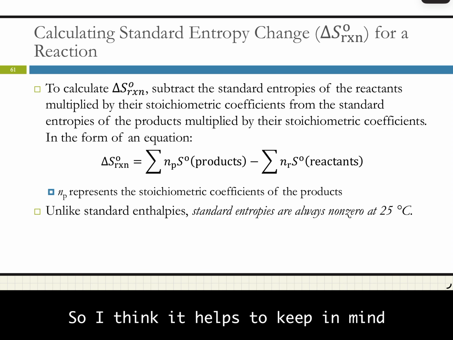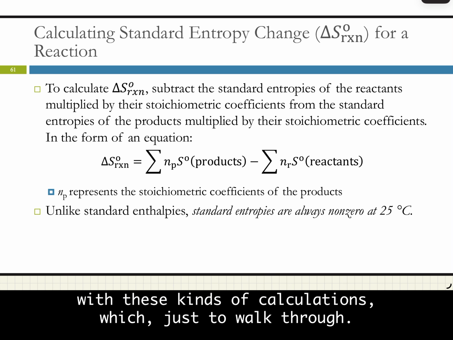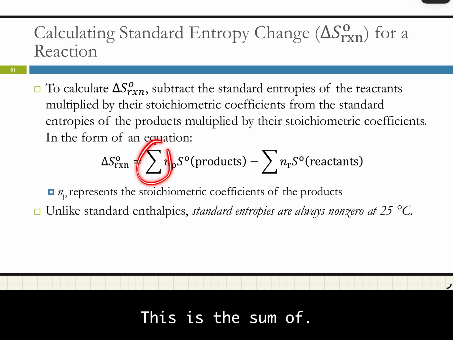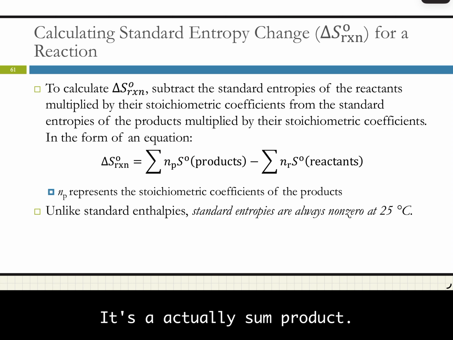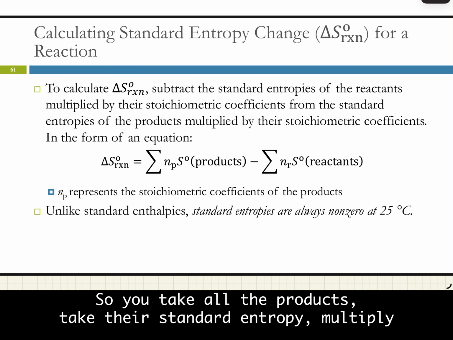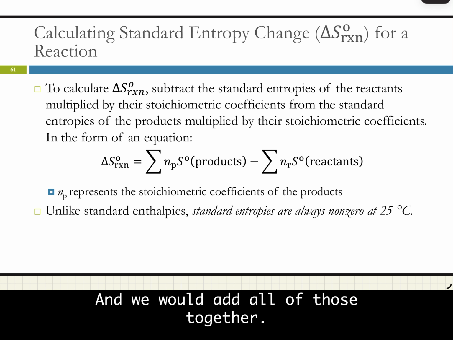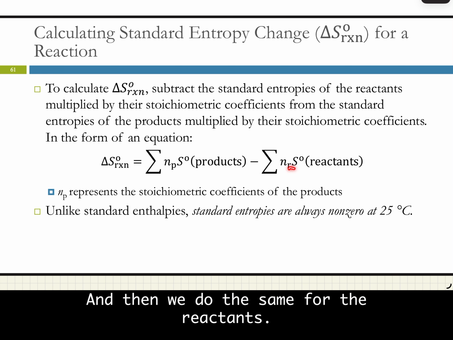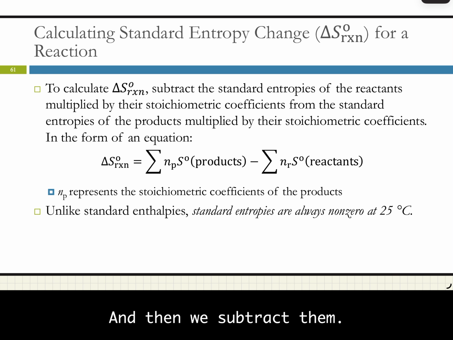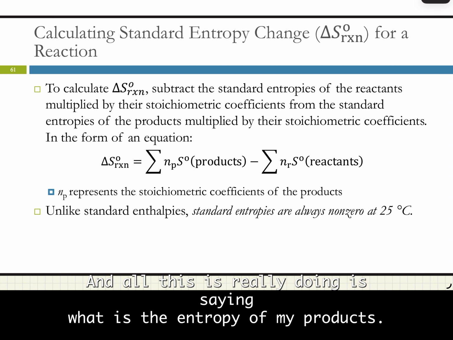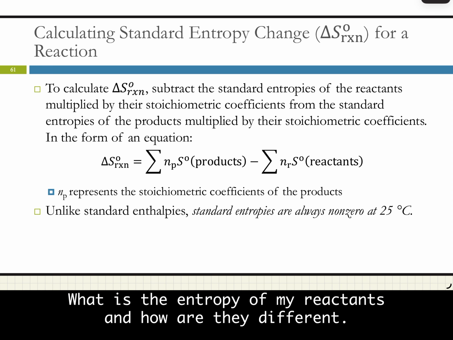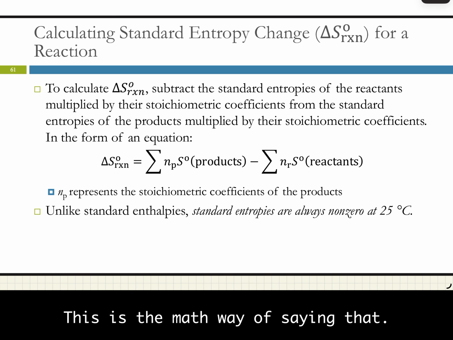So I think it helps to keep in mind with these kinds of calculations, which, just to walk through, right, this is the sum of, it's actually sum product, right? So you take all of the products, take their standard entropy, multiply it by whatever its coefficient is in the balanced chemical equation, and we would add all of those together, and then we do the same for the reactants, and then we subtract them. And all this is really doing is saying, what is the entropy of my products? What is the entropy of my reactants? And how are they different? This is the math way of saying that.